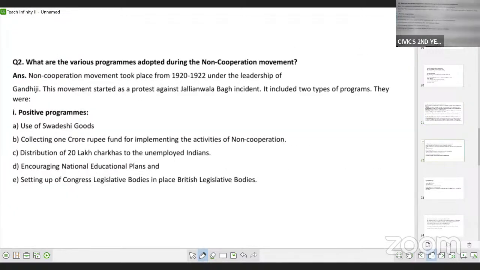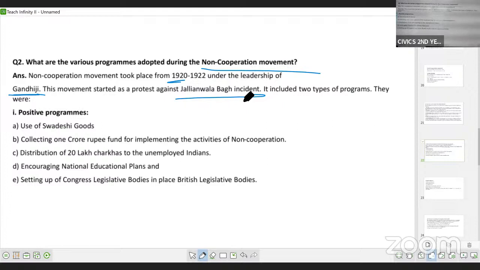Now, the next question. Again, a very simple and interesting question. What are the various programs adopted during the non-cooperation movement? What do you mean by non-cooperation? Non-cooperation means we are not going to cooperate. So why was this movement started and who started it? The non-cooperation movement was started by Gandhiji in 1920. Why was it started? As a protest against the Jallianwala Bagh incident, where many innocent people were killed in an open fire.